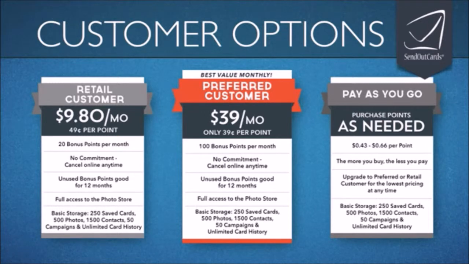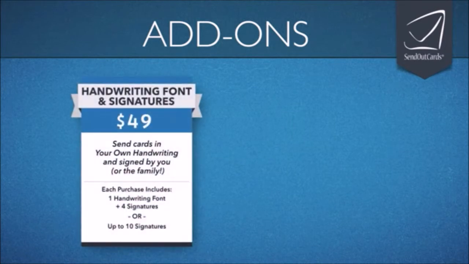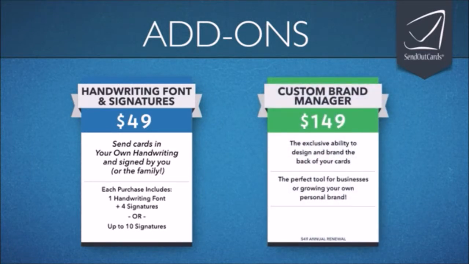However you decide to buy your points, whether pay-as-you-go, retail subscription, or preferred subscription, you will love having this system at your fingertips. You may also purchase supplemental add-ons to your subscription option, or even choose a customer relationship package, which has essential items bundled together for you at a discounted price. Handwriting fonts and signatures allow you to send customized cards with your very own handwriting, and the card is signed by you. The Custom Brand Manager gives you the exclusive ability to design and brand the backs of your cards.